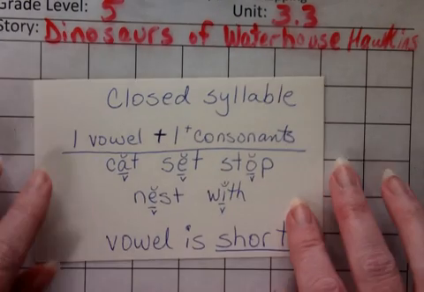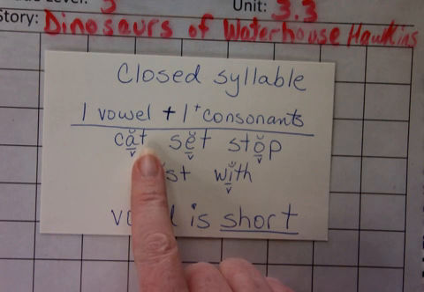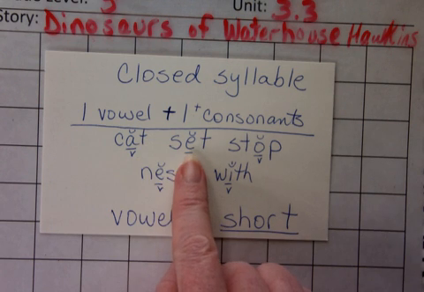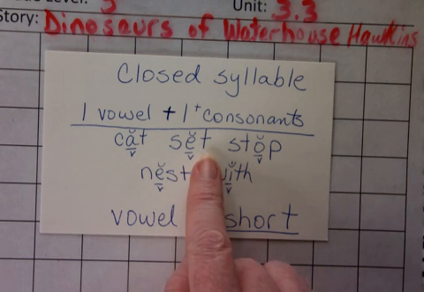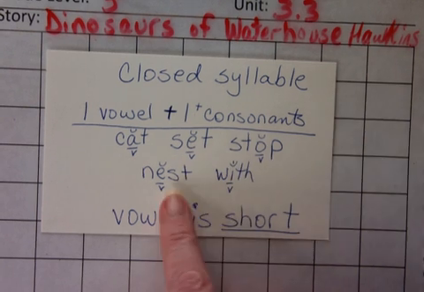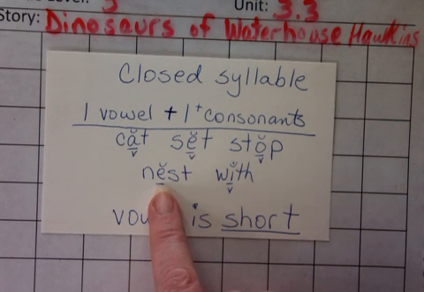Let me go ahead and do a quick review on closed syllables. Closed syllables are one vowel plus one or more consonants, and the vowel is going to be short. Here's some examples. Here's one vowel followed by one consonant. The vowel is going to be short. Same thing for set. One vowel followed by one or more consonants. It's going to be closed. The vowel is short. Here's an example of two consonants after one vowel. The vowel is still going to be short.